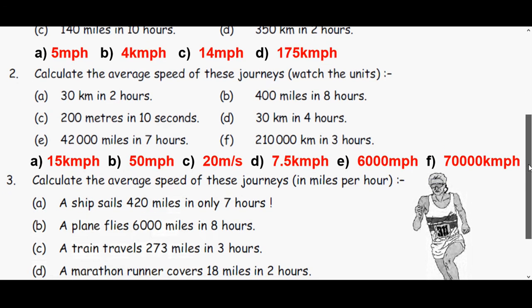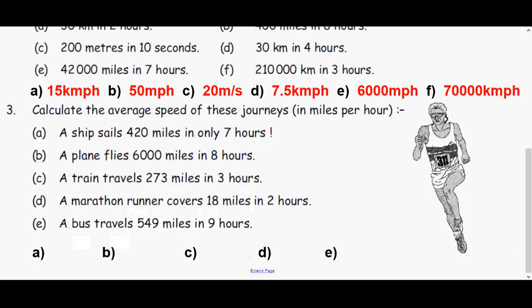Okay, right. So, last one. Right, 420 divided by 7. I think these are all miles per hour, so that would be 60. So 42 divided by 7 again, think that way. 6,000 divided by 8, 750. 273 divided by 3 is 91. These are all miles per hour. 18 divided by 2 is 9, and 549 divided by 9 is 61.